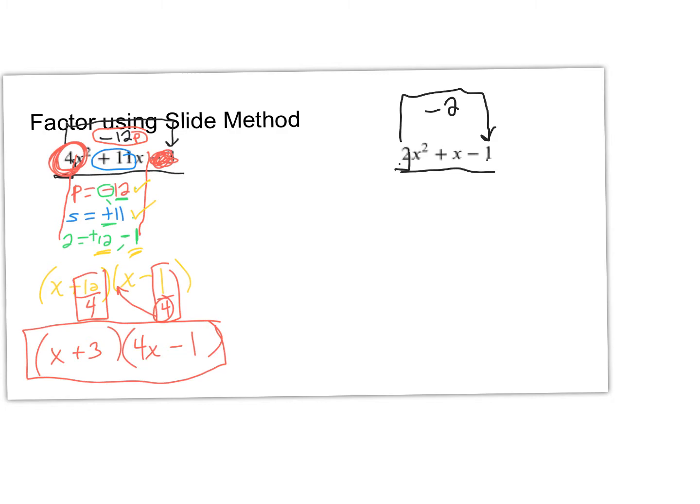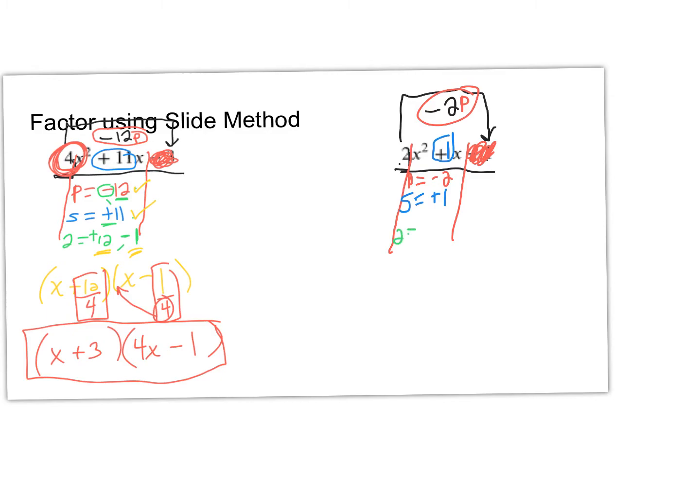All right, so let's put it in our slide. I'm going to split the 2 and the x squared. I'm going to cut off the -1. Don't need it. And we start. Our product, -2. Now be careful here. Our sum is not x. Remember, there's a 1 hiding here. That's what I'm interested in. So sum is +1.